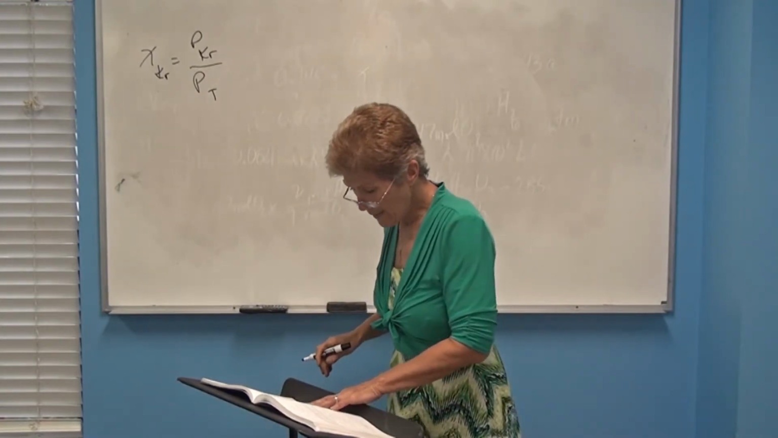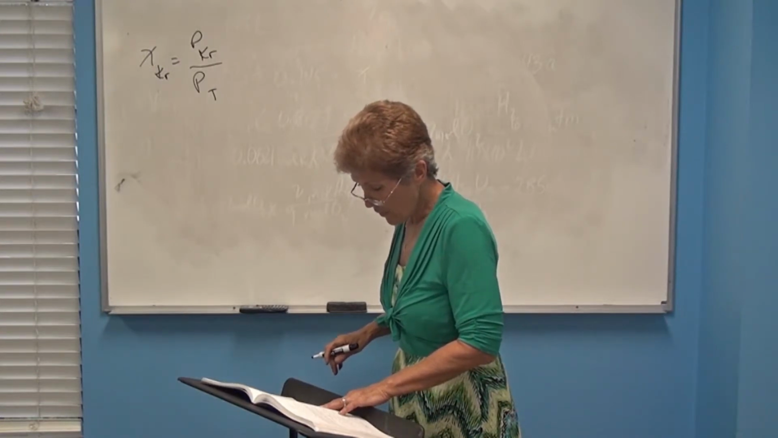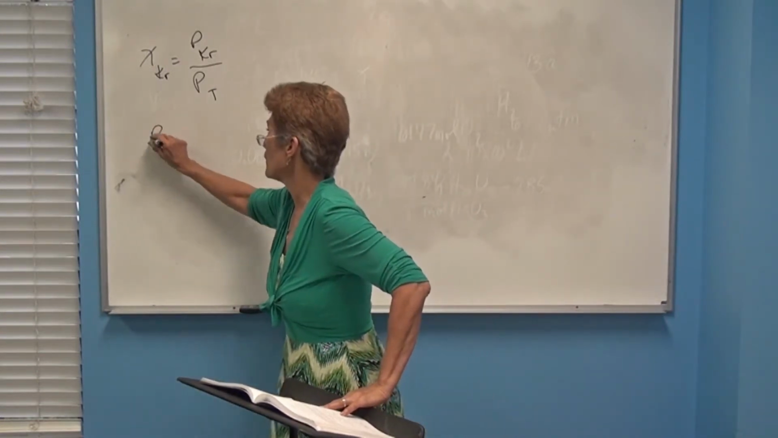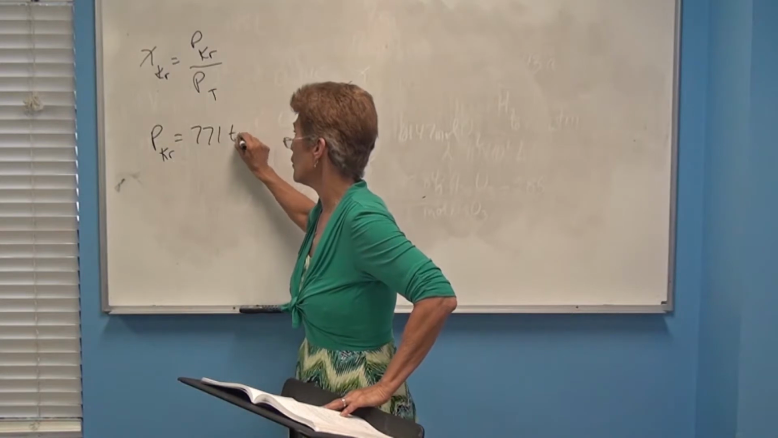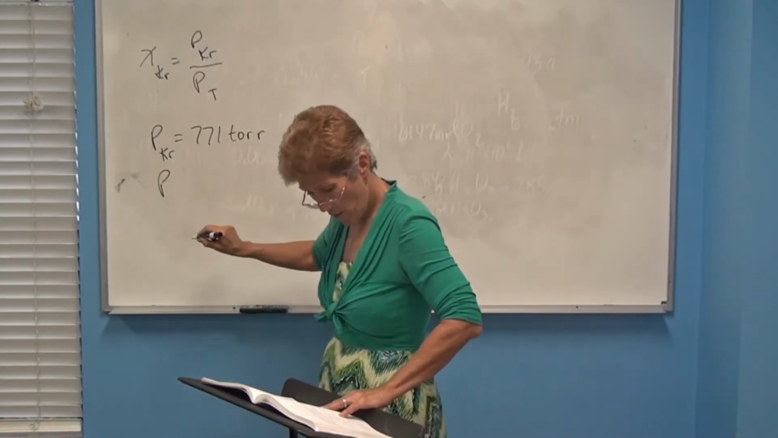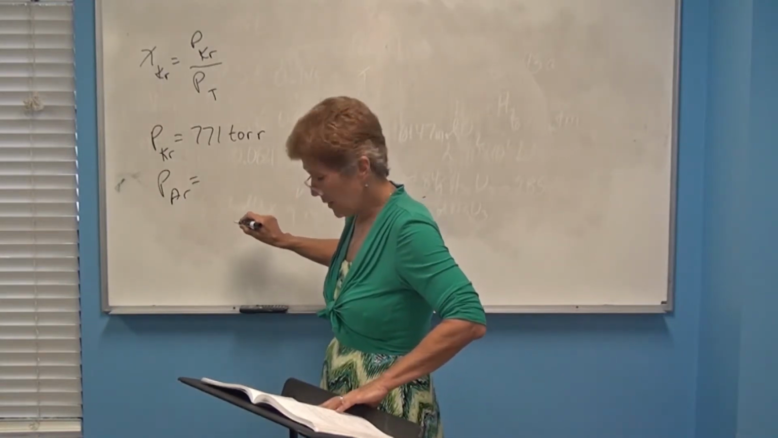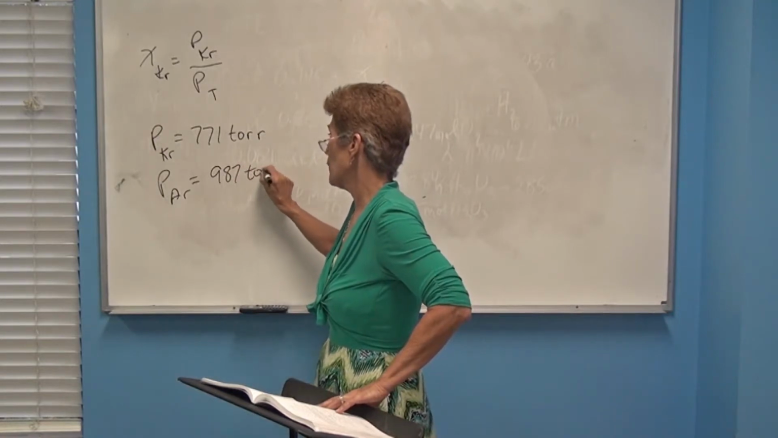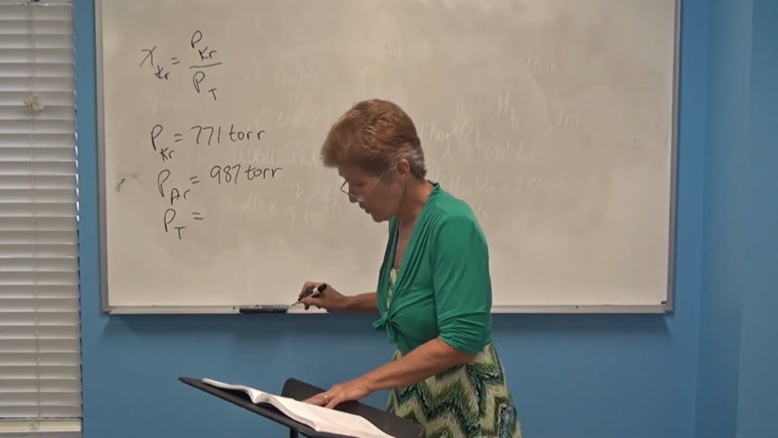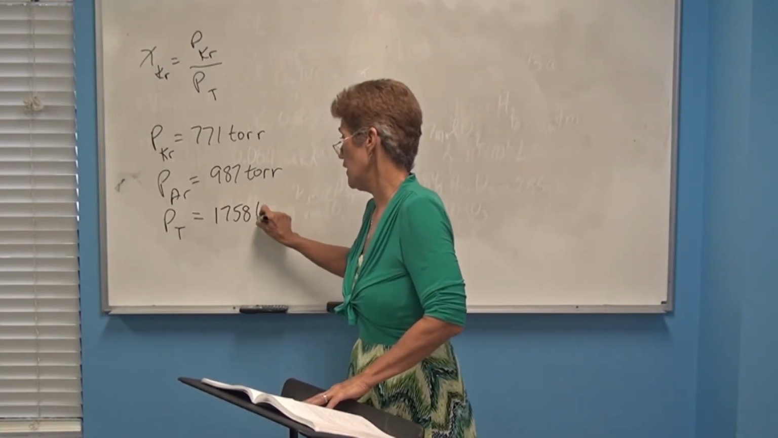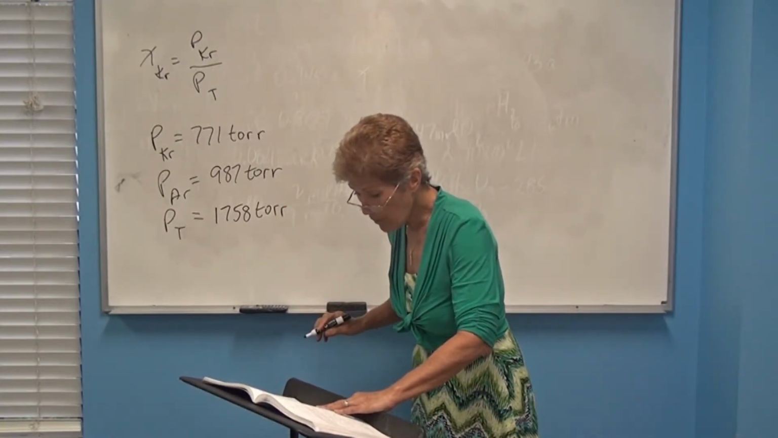Okay, and we have the partial pressure given to us of both gases. We have the partial pressure of krypton given to us at 771 torr, and we have the partial pressure of argon given to us at 987 torr. So the total pressure, you just add those two up, and the total pressure is going to be 1,758 torr. There's your total pressure. Okay, and we are looking for how many moles?